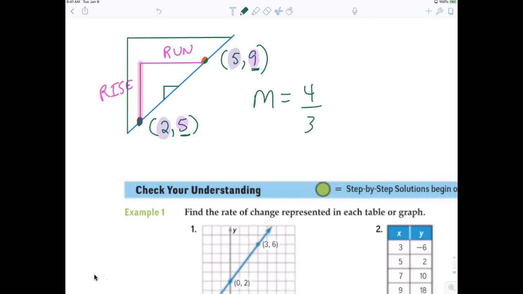4 over 3, right? It might not be 4 over 3. It might actually be what? 8 over 6. But it would still reduce to what? Right? It might be 2 over 1.5. But that's still going to be what? 4 over 3. Everybody agree with that?